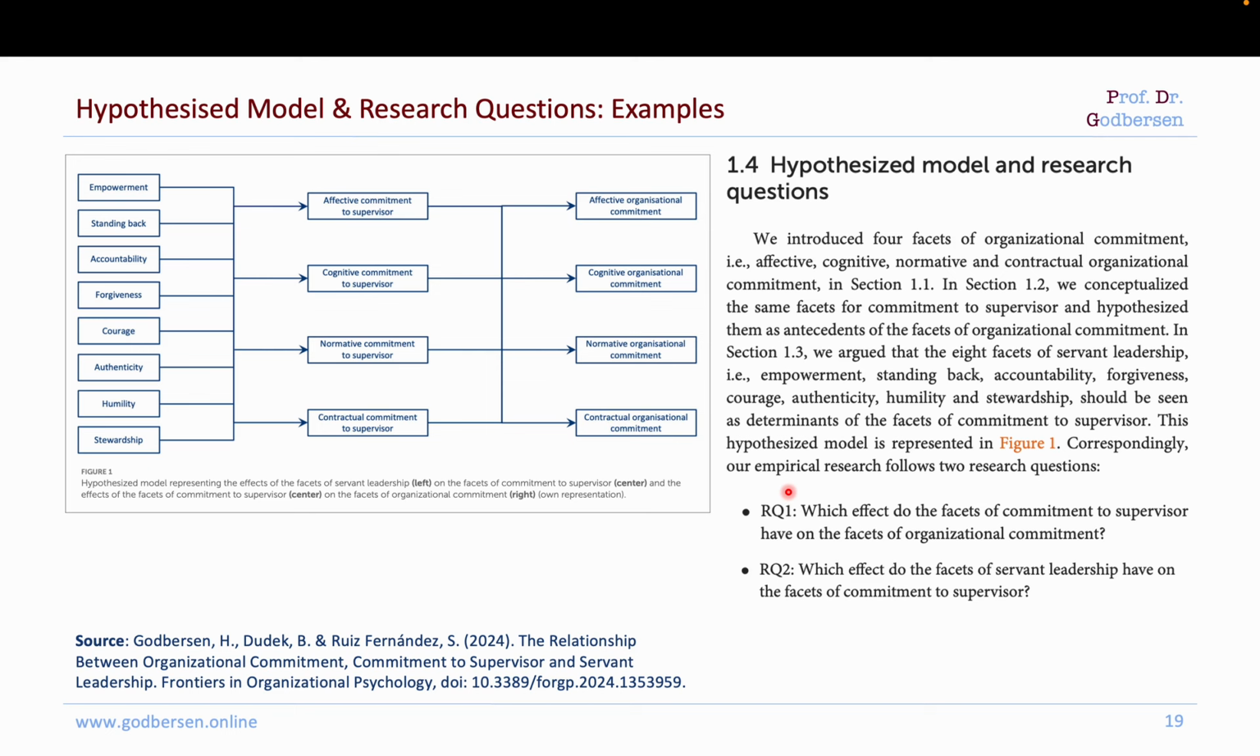Here we can cover the whole model with two research questions. RQ1: Which effects do the facets of commitment to supervisor have on the facets of organizational commitment? And RQ2: Which effects do the facets of servant leadership have on the facets of commitment to supervisor? So again, we covered the whole research project with these two research questions and clearly answer them: that construct A has an effect, construct B has no effect.